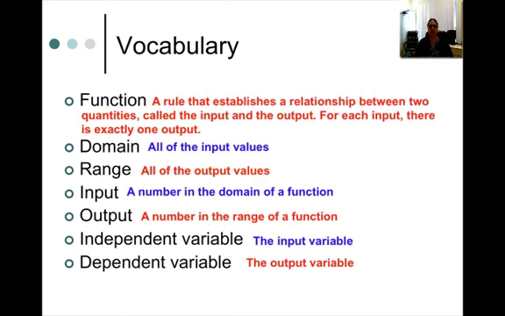Function, a rule that establishes a relationship between two quantities called the input and the output. For each input, there's exactly one output. Domain, all of the input values. Range, all of the output values. Input, a number in the domain of a function. Output, a number in the range of a function.